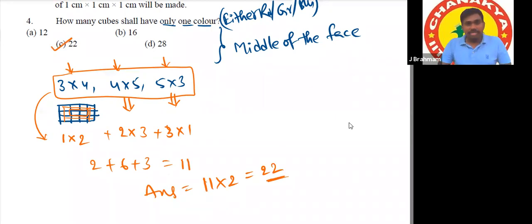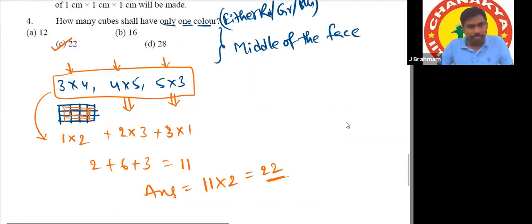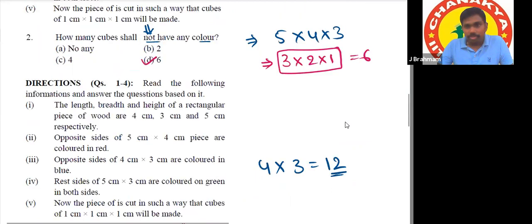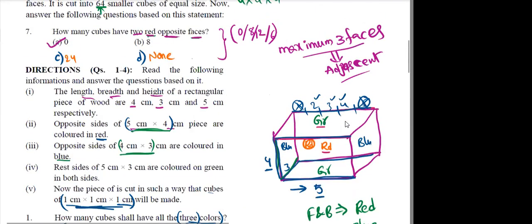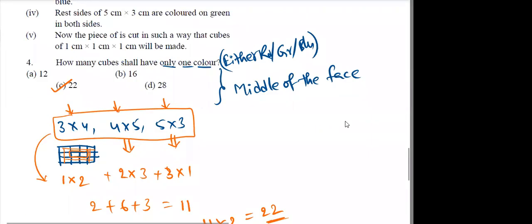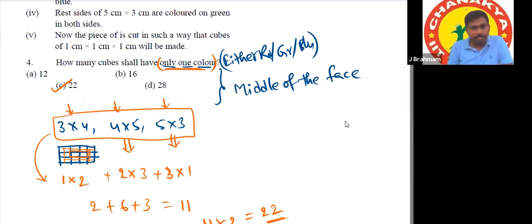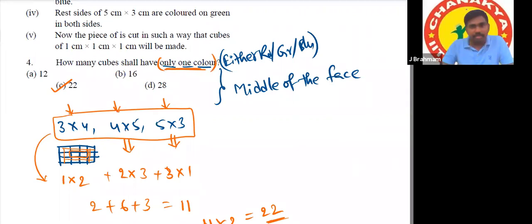Sir, I did not understand this question. The fourth question, sir, not all this challenge. Here, what is the question? How many cubes have only one color? Where are they available in the cube? In the middle of the face.